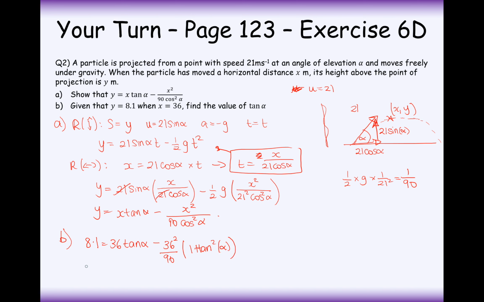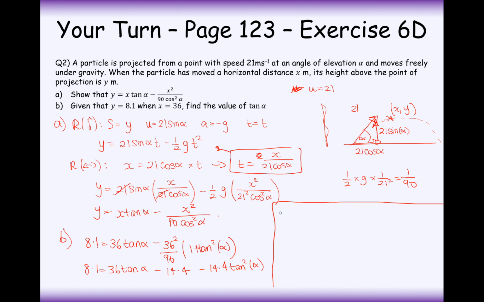So then simplifying our fractions here, we're going to have 8.1 equals 36 tan alpha minus, and then it's going to be 36 squared divided by 90, which is 72 over 5. Write that as a decimal, 14.4. And then it's going to be that times 1, and then it's going to be that thing times by tan squared. And then let's just move up into this space here.